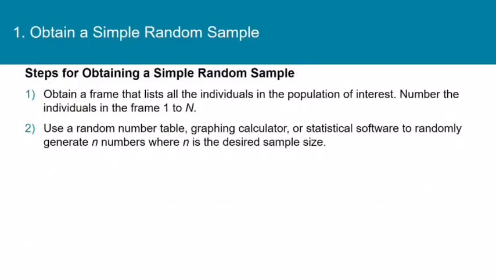Here are our steps for obtaining a simple random sample. Obtain a frame that lists all the individuals in the population of interest and number the individuals from 1 to capital N. Then either use a random number table or a graphing calculator or statistical software to randomly generate lowercase n numbers, where lowercase n is the desired sample size. I'm going to show you how to do this on a random number table and also on a calculator. I'm assuming that not everybody in the class has statistical software, so we're going to leave that out.